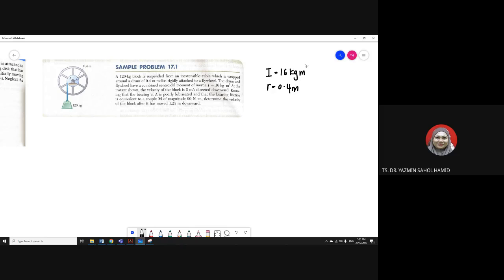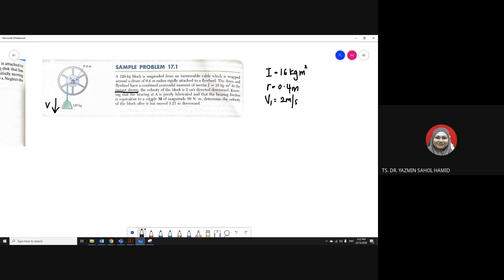Now, at the instant shown, the velocity of the block is 2 meter per second. So do you think that is V1 or V2? When they say at the instant shown, it is V1. So we can say that V1 is 2 meter per second. Now it says the block is directed downward, so the velocity is directed downward.